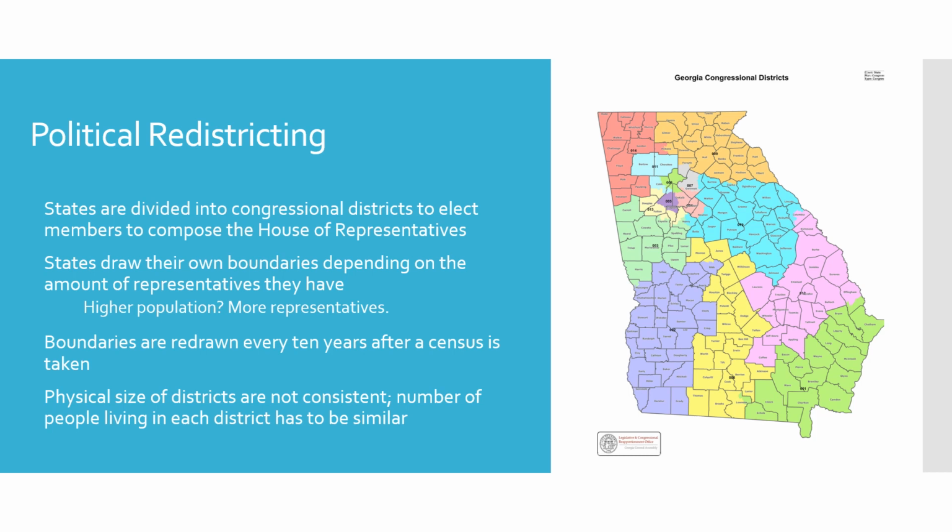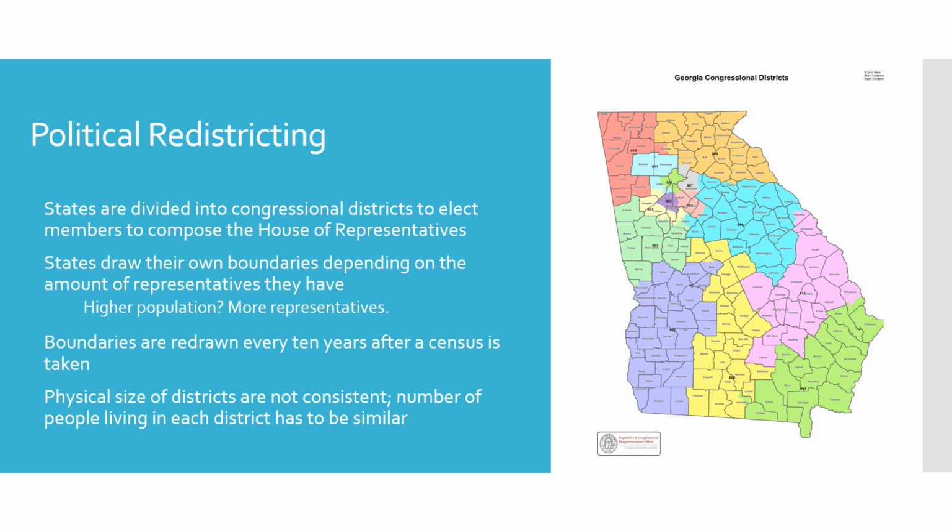Whereas when we vote for Senate, everybody votes for the same. Like, you could be here in Cobb County or in Savannah or in Augusta, Columbus, it doesn't matter where you are. You're voting for the same senators. But the House, again, it's geographic. And what happens is the states are divided into congressional districts to elect members to compose the House of Representatives. So each district, as it's drawn on the map there on the right, if you live in that area, you vote for one candidate. And if you go to another color, you're voting for another candidate.